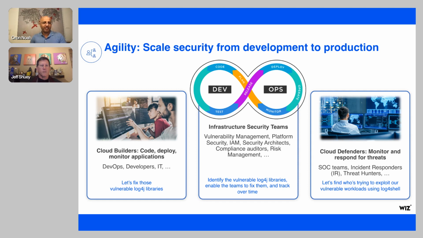That's an excellent point, and that brings us to the agility point, right? So I'm bringing back the example of Log4Shell. When you have those kinds of big events, where something really serious happens, how do you scale security to the entire team, right? From development to production.